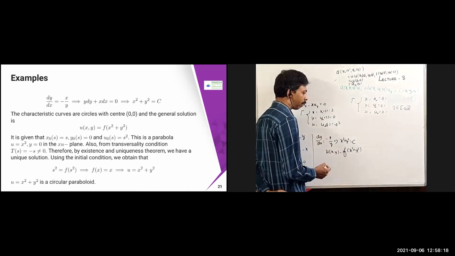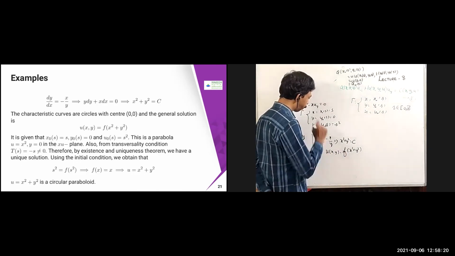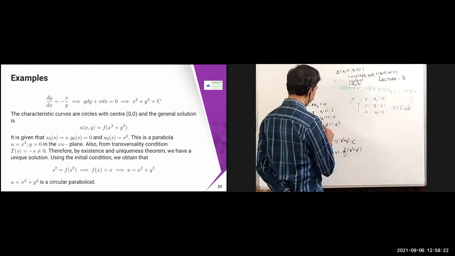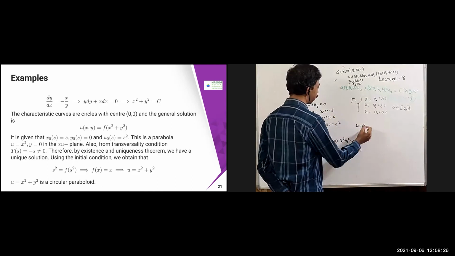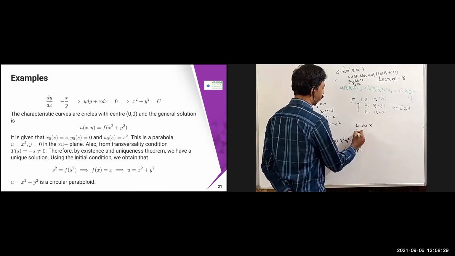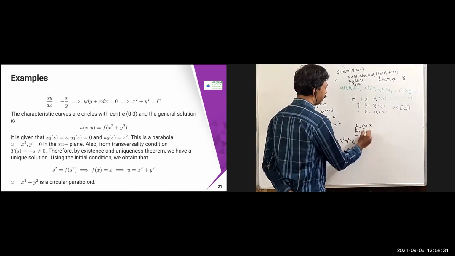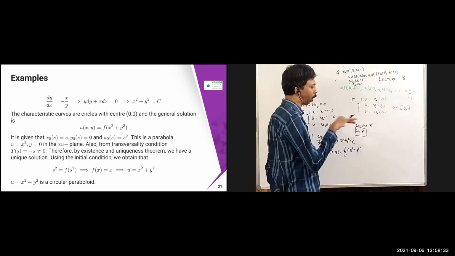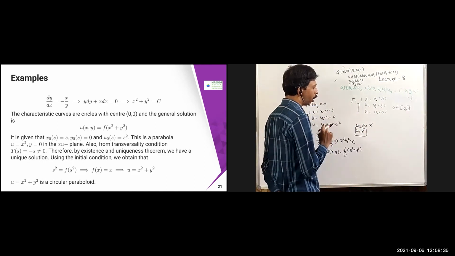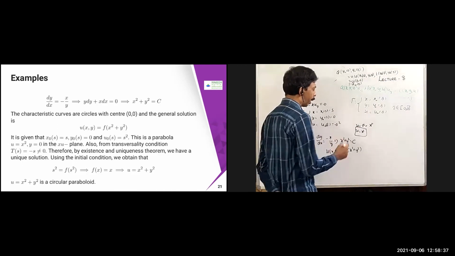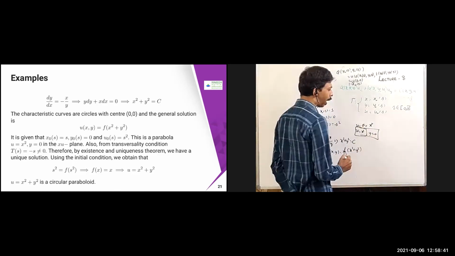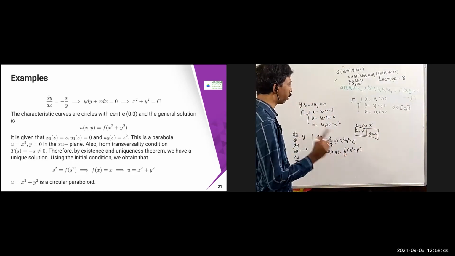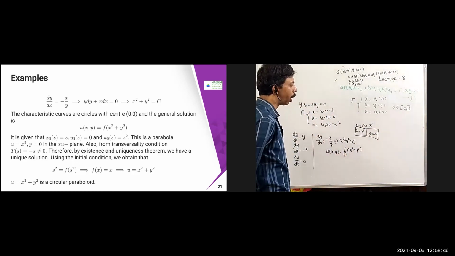So from here you can see that u equal to s square. If I put s equal to x, this is going to become x square. Therefore, u equal to x square. This is nothing but a parabola. U equal to x square, comma y is 0 here, so this is going to be a parabola in the xu plane.